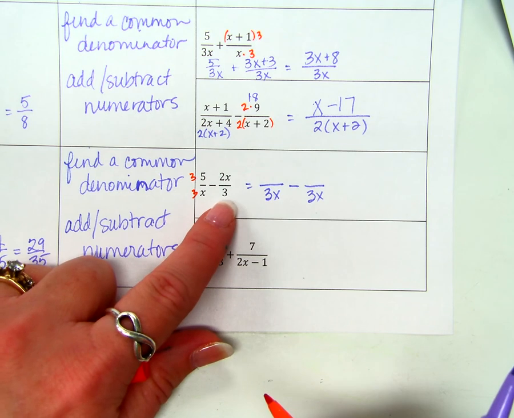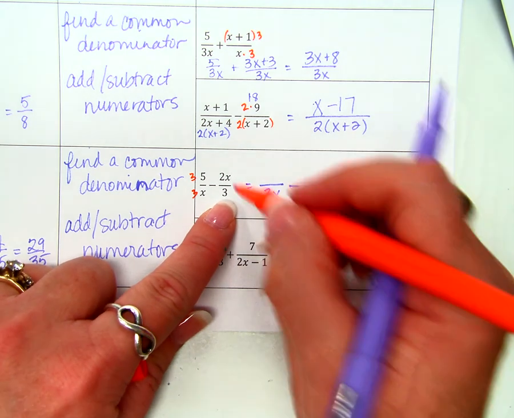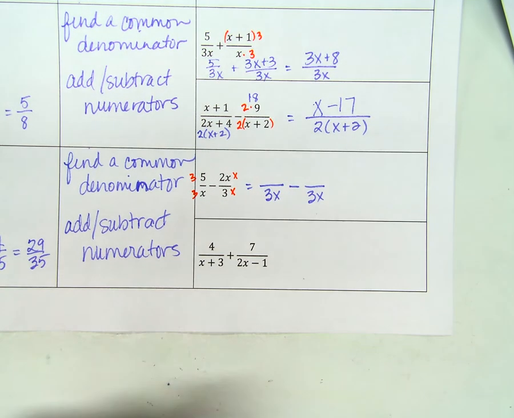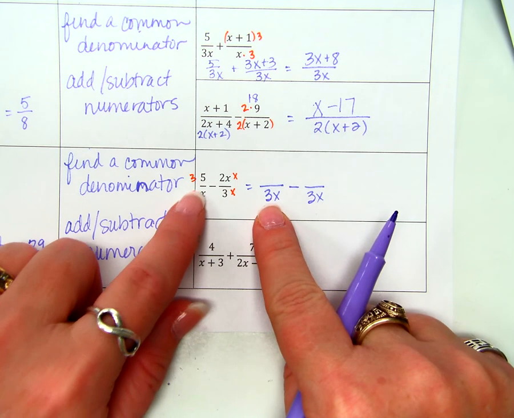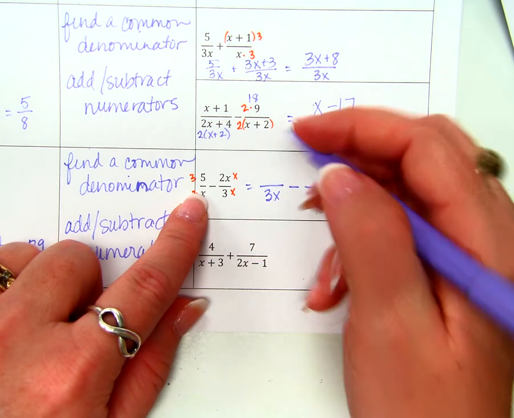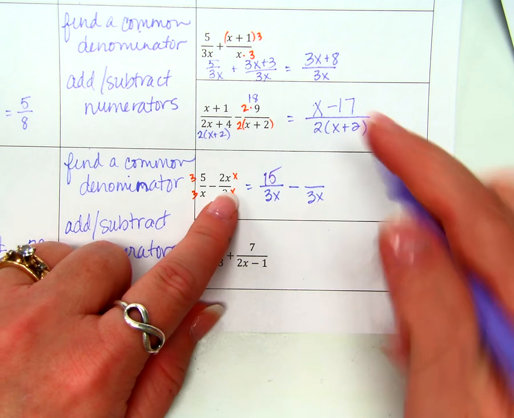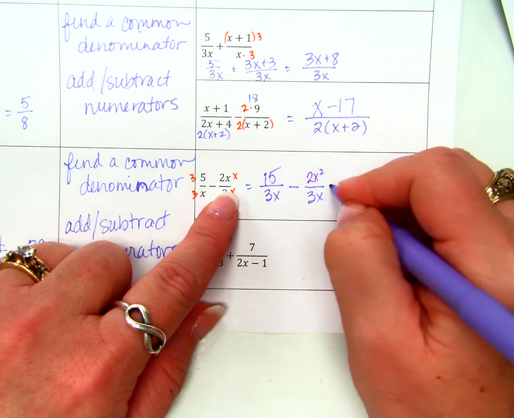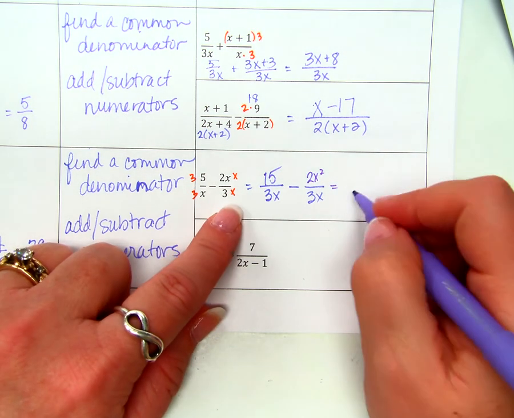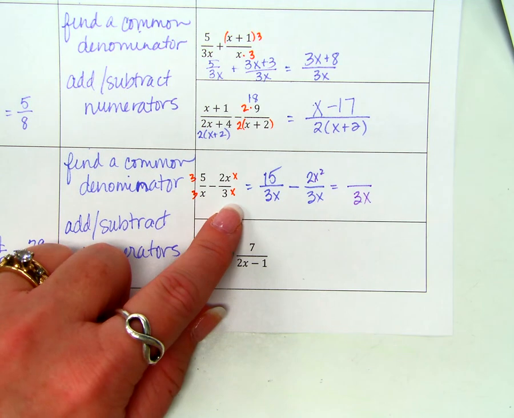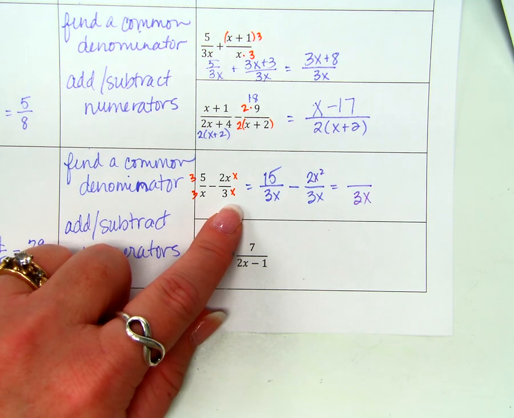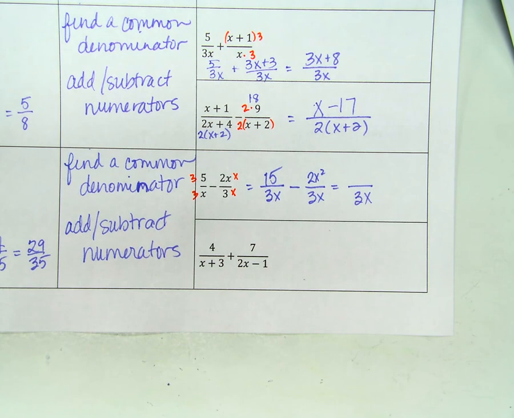What do I have to multiply this one by to make it become a 3x? X here, x here. So my new numerator for the first fraction, 15. My new numerator for my second fraction, 2x squared. What's my new numerator for my answer? Ooh, that scares me a little.